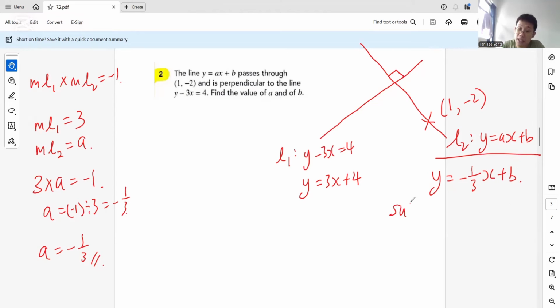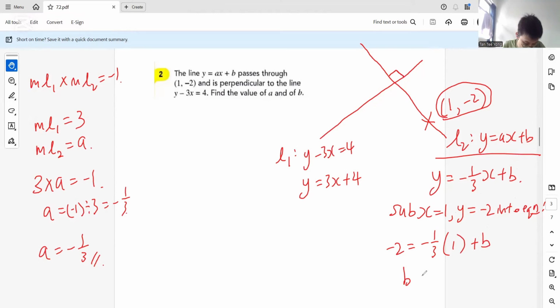We need to sub this known coordinate into this equation. So sub x equals 1 and y equals -2 into the equation. After this, we will have -2 equals -1/3 multiplied by 1, plus b. So my b is actually -5/3.